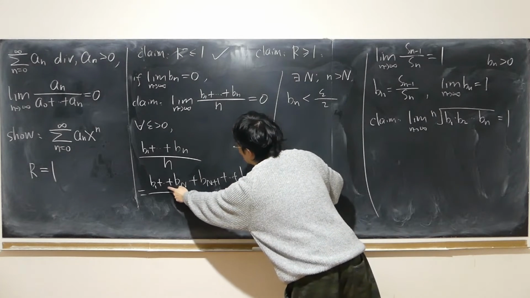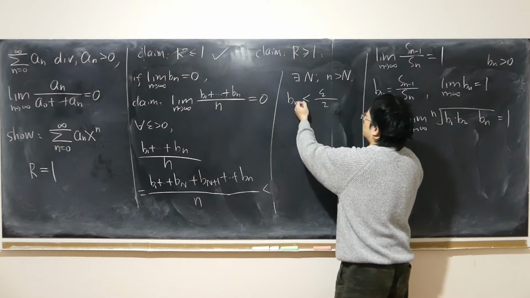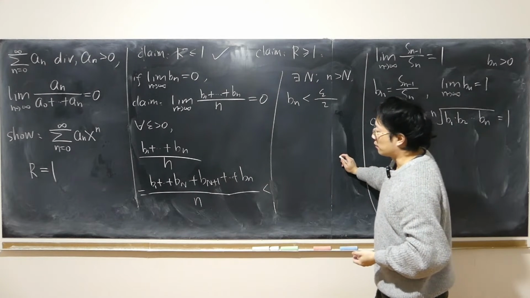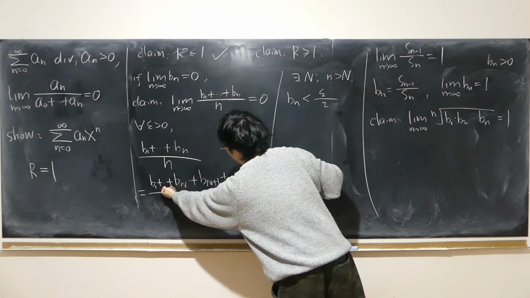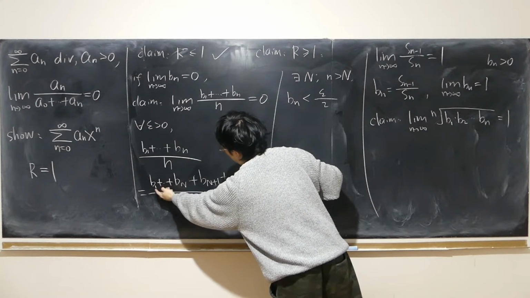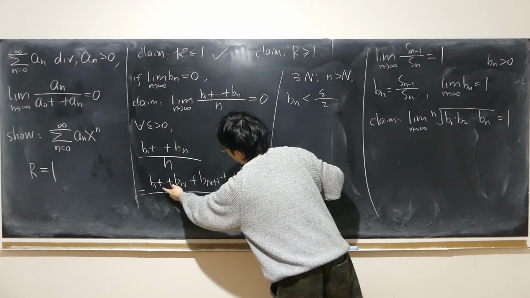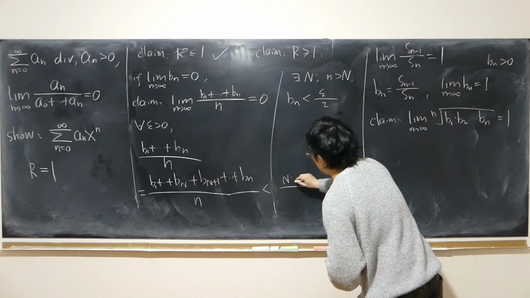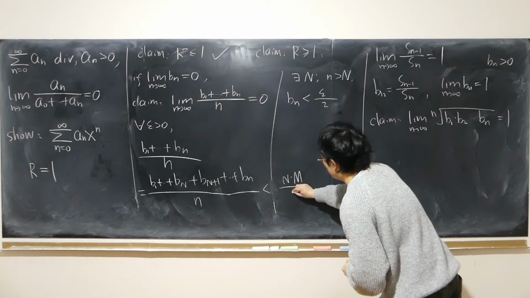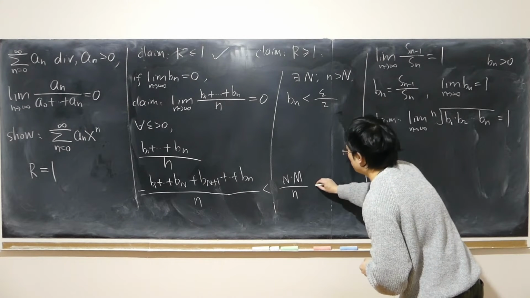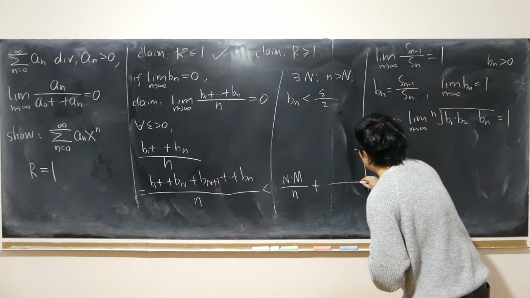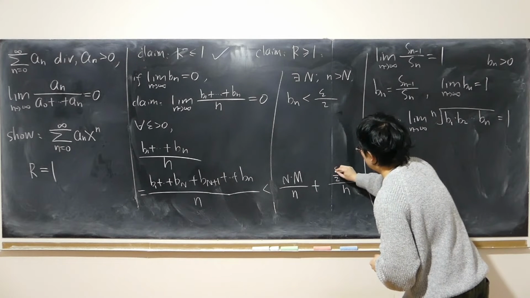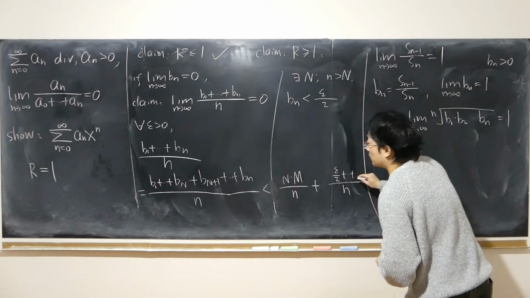First of all, since Bn has a limit, therefore Bn is bounded, so bounded by capital M, M bigger than 0. So every one is bounded by M. So this is less than capital N times capital M over little n, plus little n half epsilon, all the way half epsilon.